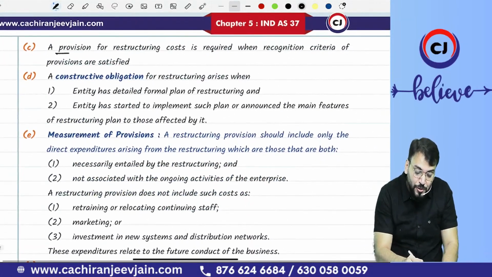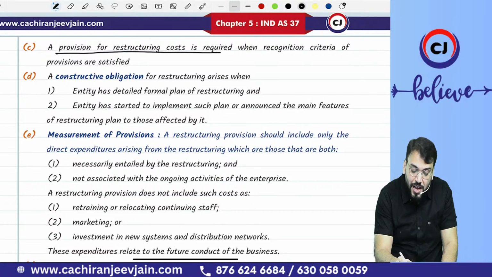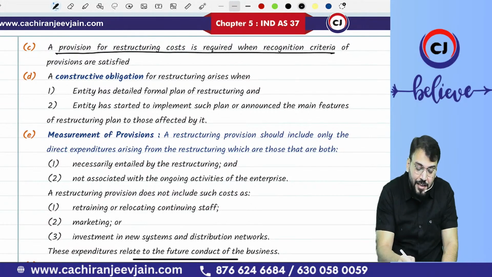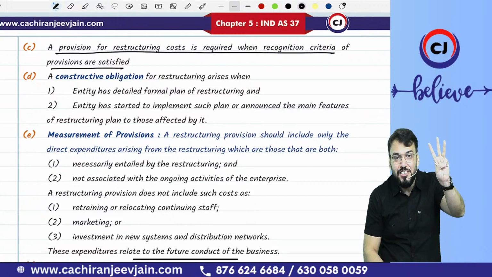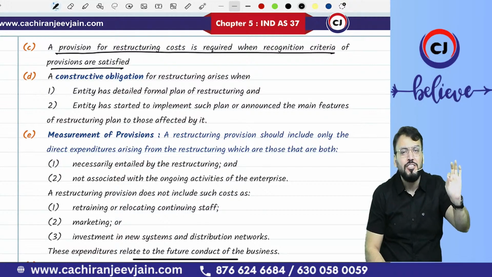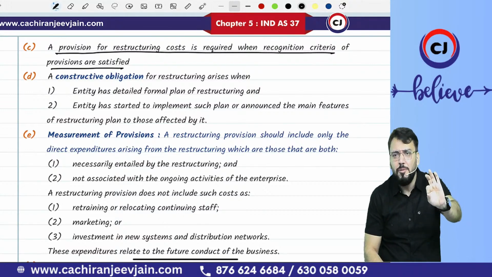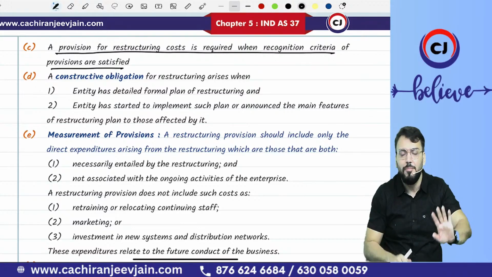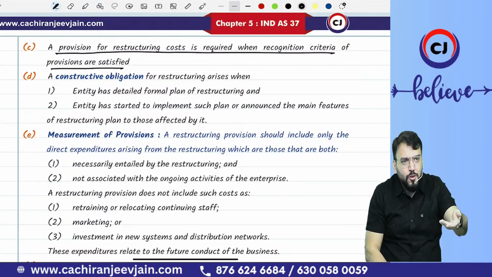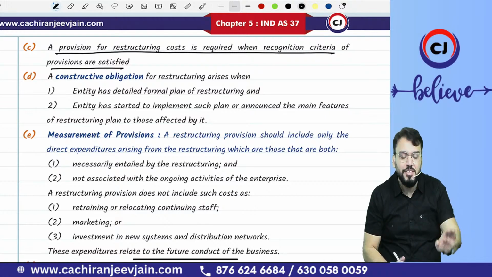What they are saying, a provision for restructuring cost is required when the recognition criteria of provision are satisfied. Recognition criteria means three conditions. There must be present obligation arising from past event, which can be legal obligation or constructive obligation. In this case, it will be always constructive obligation. It cannot be legal obligation. Second, outflow of resource is probable and reliable estimation can be made.